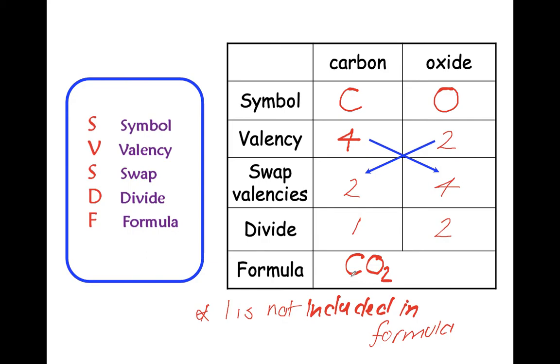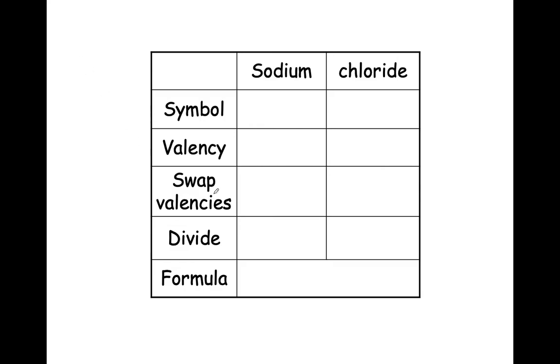Let's do some more examples. Sodium chloride. Sodium has the symbol Na, chlorine has the symbol Cl. The valency of sodium is 1, as it is in group 1, and chlorine also has a valency of 1, as it is in group 7. We then swap these valencies over, 1 and 1. Since there is no way to make these numbers any smaller, we keep it as 1 and 1. And our formula then would be NaCl.